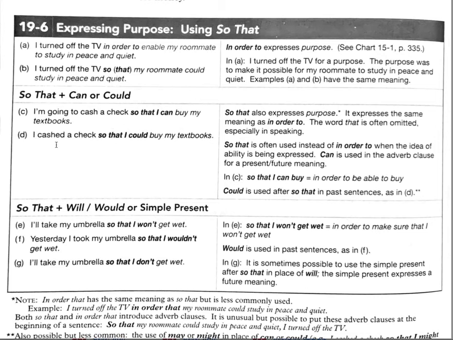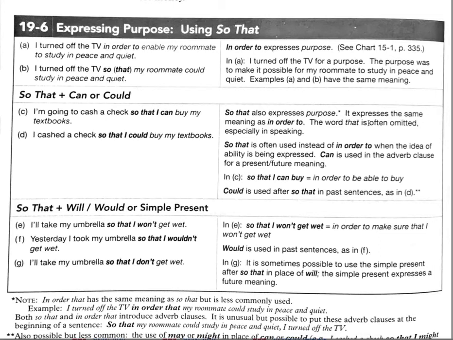You've noticed the difference between C and D. In letter C, I'm going to cash a check so that I can buy my textbooks. This is in the simple present. And in letter D, I cashed a check so that I could buy my textbooks. Because cashed is in the past tense, could is going to be in the past tense. You cannot say, I cashed a check so that I can buy my textbooks. No. So the explanation: so that expresses a purpose.